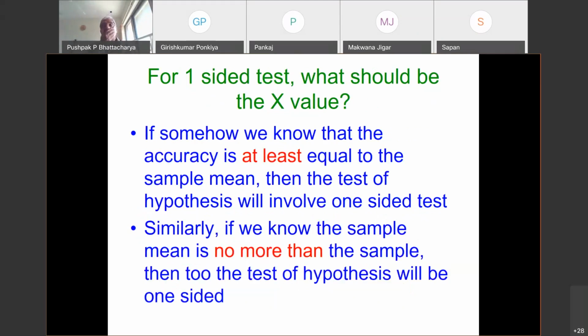So for a one-sided test, what should be the X value? If somehow we know that the accuracy is at least equal to the sample mean, then the test of hypothesis will involve a one-sided test. If we know the sample mean is no more than the sample, then the test of hypothesis will be one-sided. So one-sided is more practical, more frequent than the hypothesis being asked with lower bound and upper bound given.